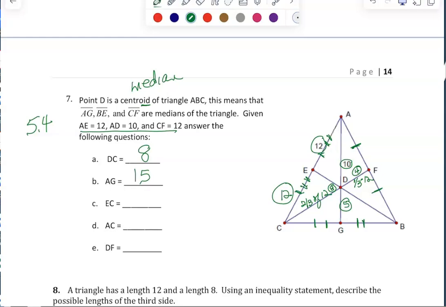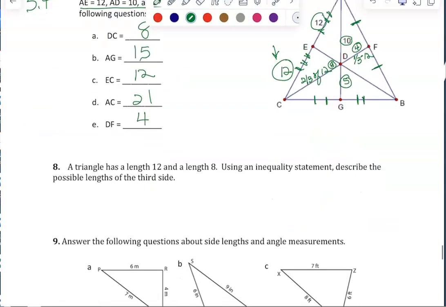Okay, EC, let's see where that is. EC is right here, and that's 12, because EA is also 12. Okay, AC. So AC is 12 plus 12, or 24. And the last one is DF, which I said was 1/3 of 12, which is 4. So go back over that, because that's a really good activity for you to review so that you can nail all the centroid or median questions.